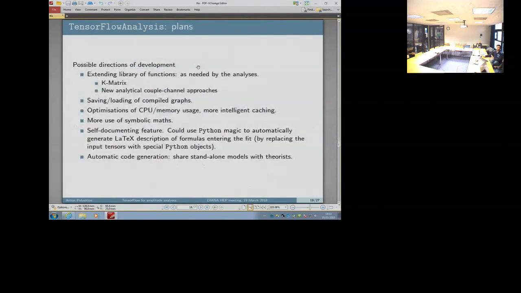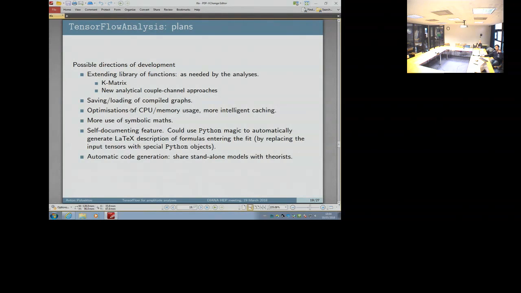What are the plans and issues so far? There are still some areas where we have to do some development, and for instance, we need to extend the library of functions as needed by the analysts. For instance, we don't have any K-matrix implementation yet. We can also consider some fancier analytical coupled channel approaches that are appearing.